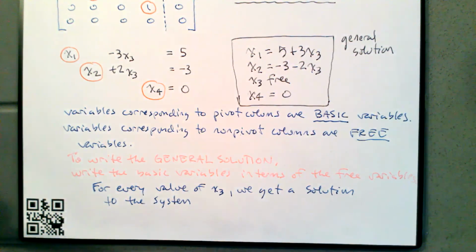All right, that's all I wanted to cover in this supplemental video. I wanted to finish out the row operations to get the reduced row echelon form, and I wanted to translate the reduced row echelon form to the general solution.